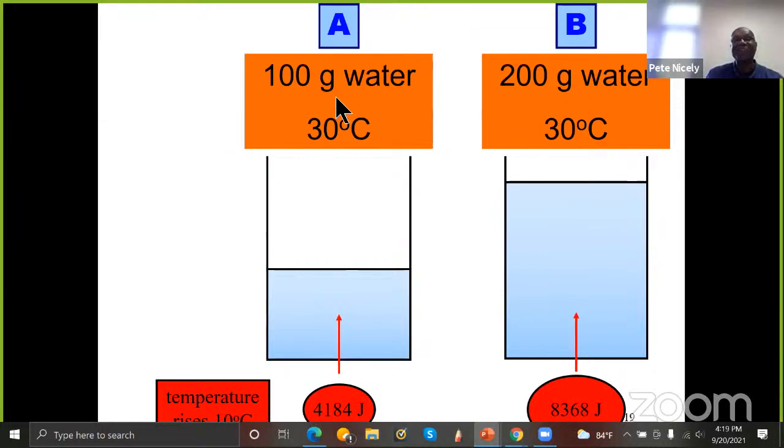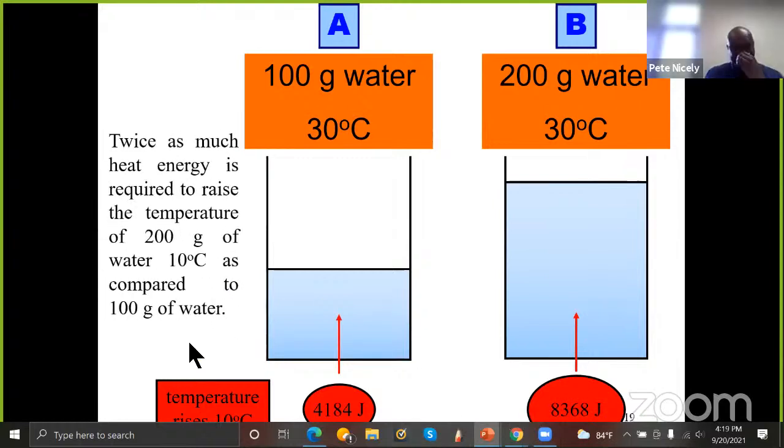And that is because in each case, the amount of heat required to raise the temperature of 100 grams of water to the same extent would be half the amount of heat required to raise 200 grams of water, all right? So I hope this explains the difference between heat and temperature, all right?